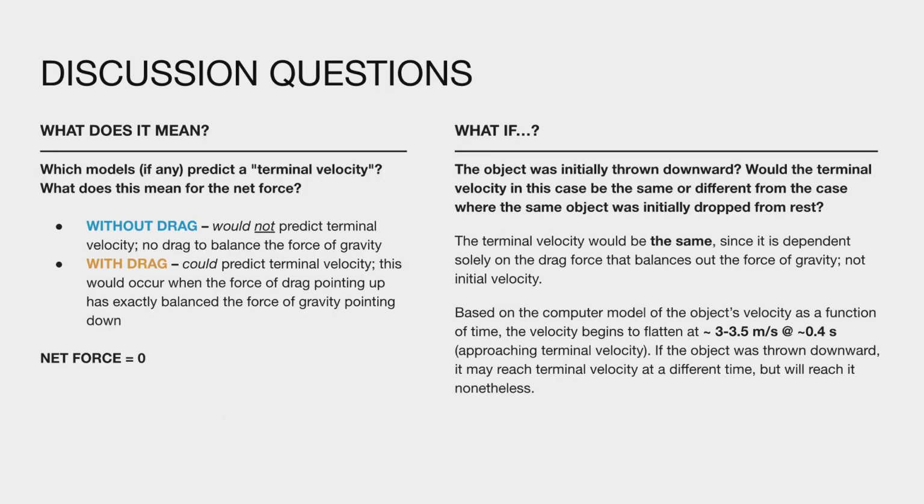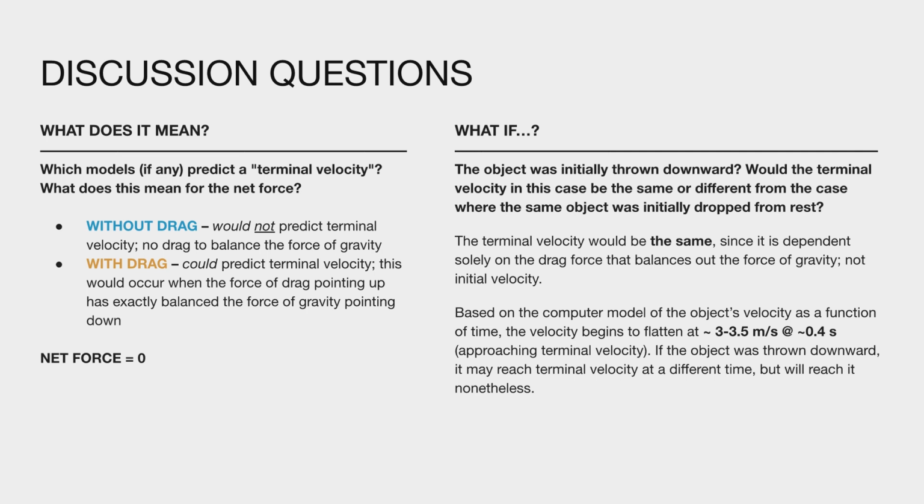To further this discussion, we can address how terminal velocity can be predicted with the models. Since the model without drag does not have the force of drag to counter the force of gravity, it would not be able to predict terminal velocity. However, the model with drag could. This would occur when the force of drag pointing up has exactly balanced the force of gravity pointing down. This also means that net force would equal 0.